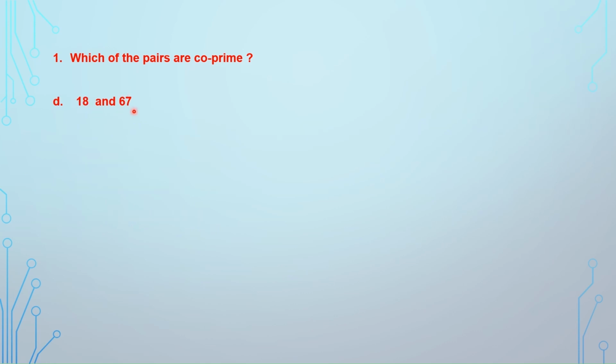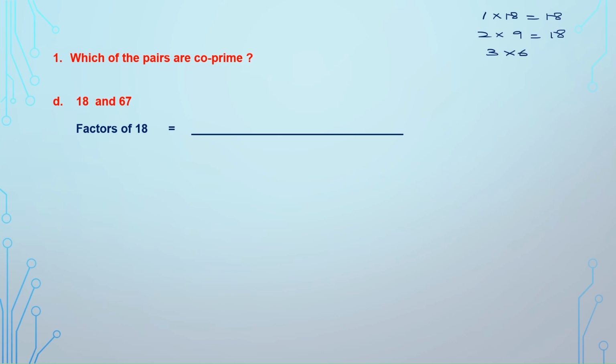Question D, we have 18 and 67. So let's find the factors of 18 first. 1 into 18 is 18. Let's go to 2. 2 nines are 18. Let's go to 3. 3 sixes are 18. That's it. Nothing else will give us 18. So what are the factors? 1, 2, 3, 6, 9 and 18 are the factors of 18.